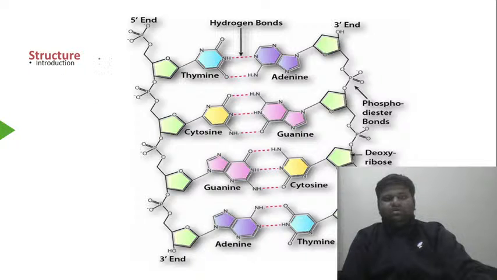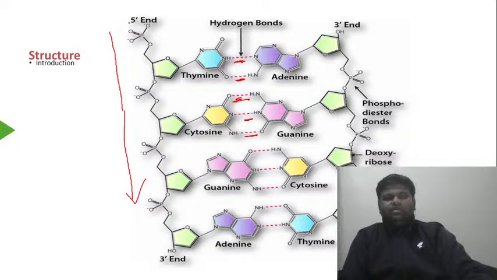Now the structure of the DNA is like this: one strand goes in the 5 prime to 3 prime direction, and the other strand moves in the 3 prime to 5 prime direction, so that is in an anti-parallel manner. And thymine and adenine are joined by 2 hydrogen bonds, whereas cytosine and guanine are joined by 3 hydrogen bonds. So these are the hydrogen bonds that take place between the nitrogenous bases. This one is a hydrogen bond, and this one again is a hydrogen bond.